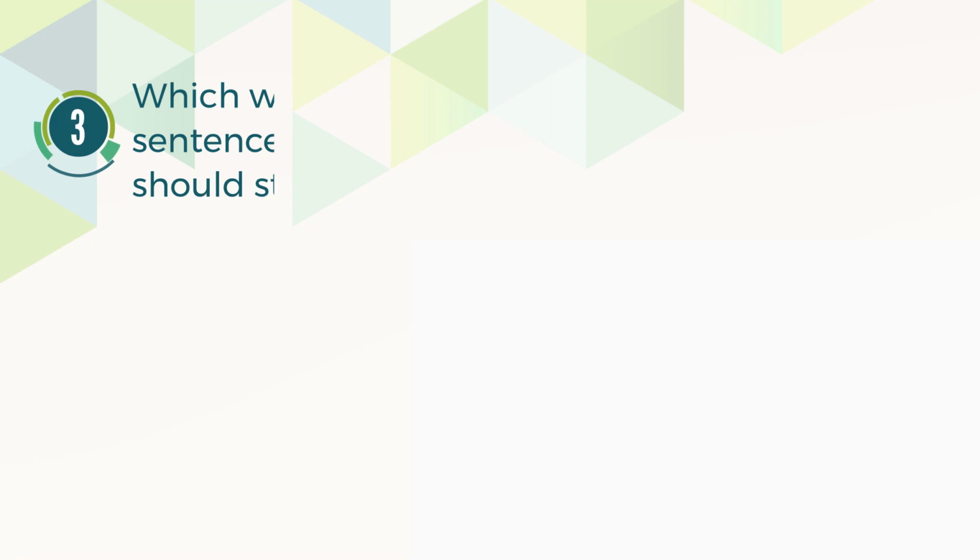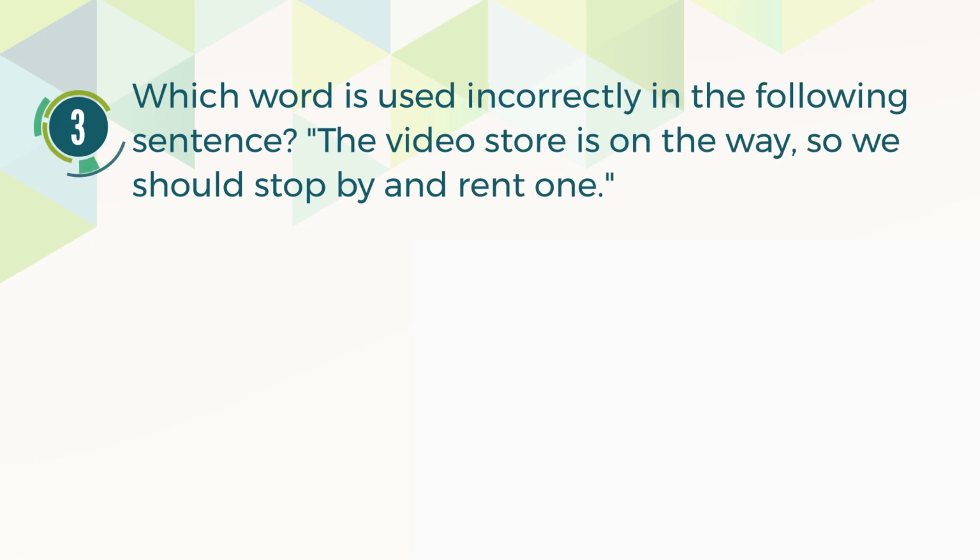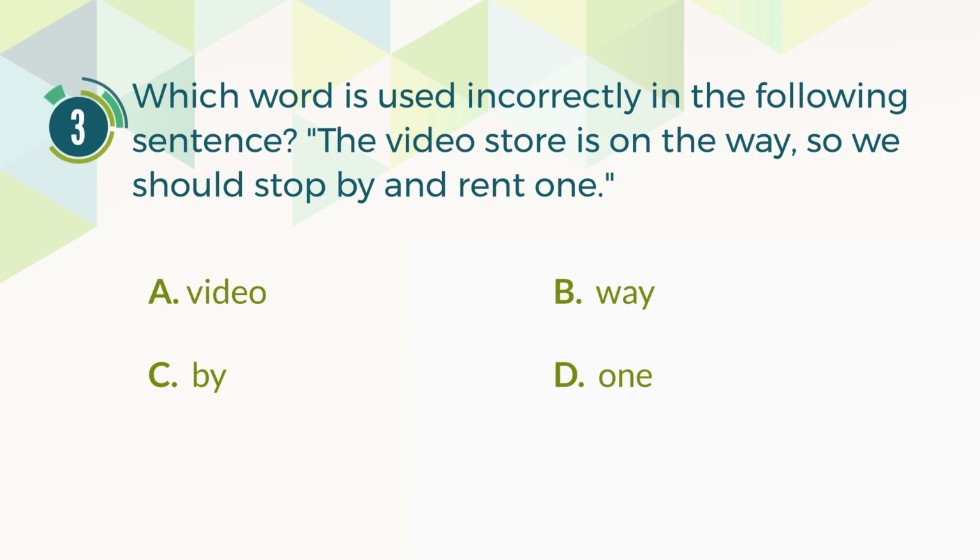Number 3. Which word is used incorrectly in the following sentence? The video store is on the way, so we should stop by and rent one. A. Video. B. Way. C. Buy. D. One. The answer is D. One.